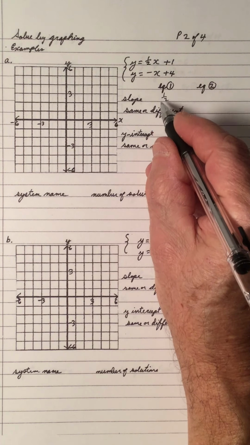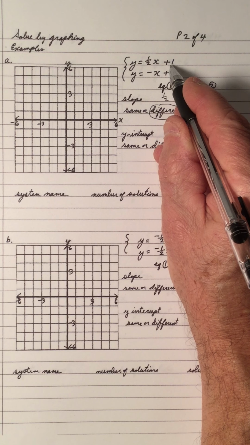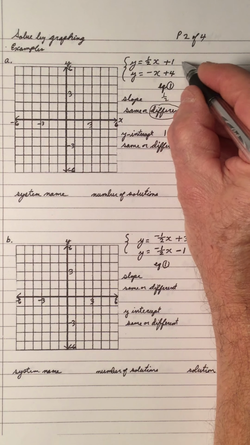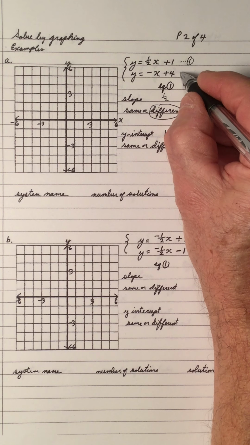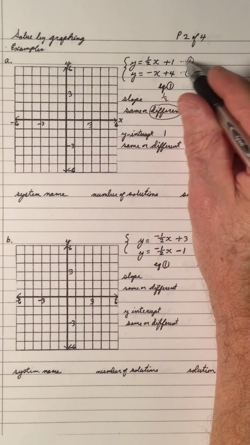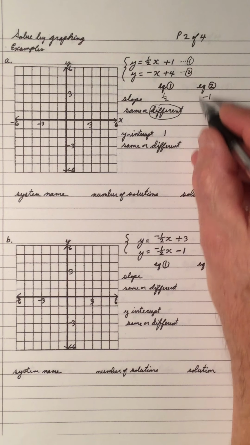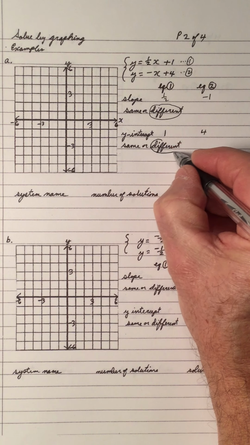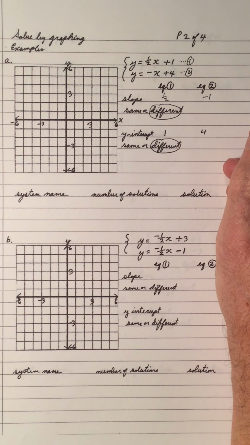And let's look at the y-intercepts. The y-intercept of equation 1 is 1. Let's mark this equation 1 and that equation 2, so you'll know which is which. Equation 2 has a y-intercept of 4, and again the y-intercepts are different. So now let's graph them.